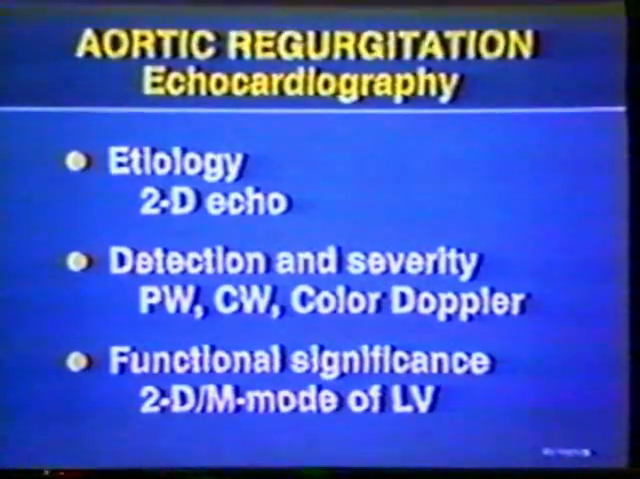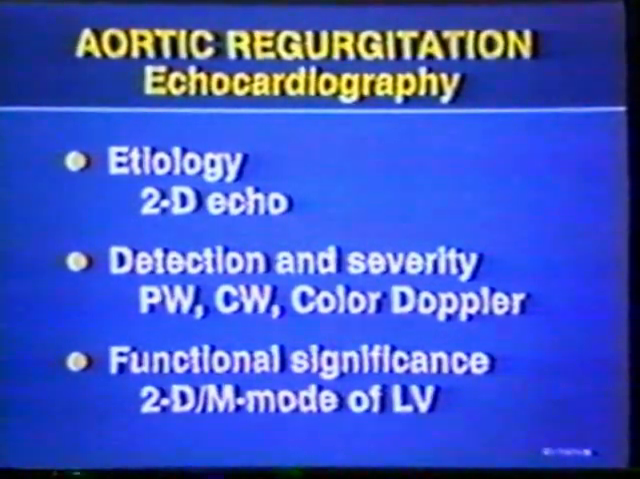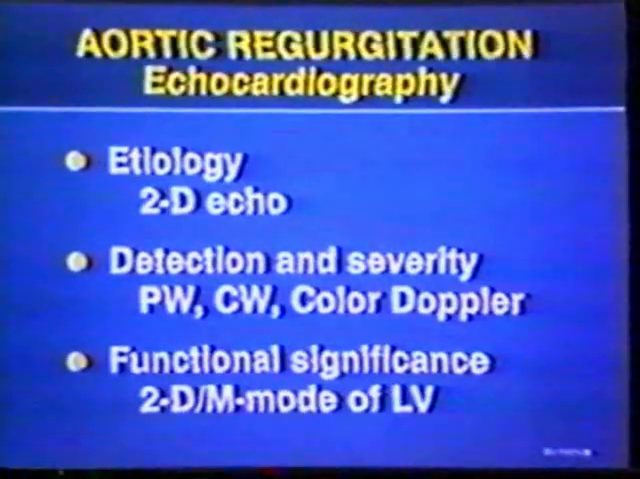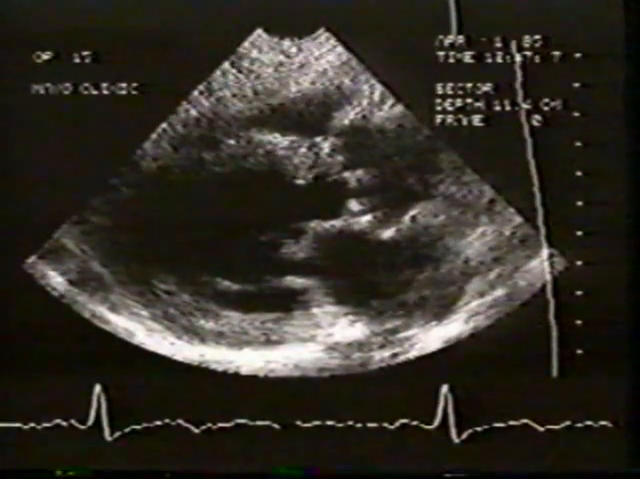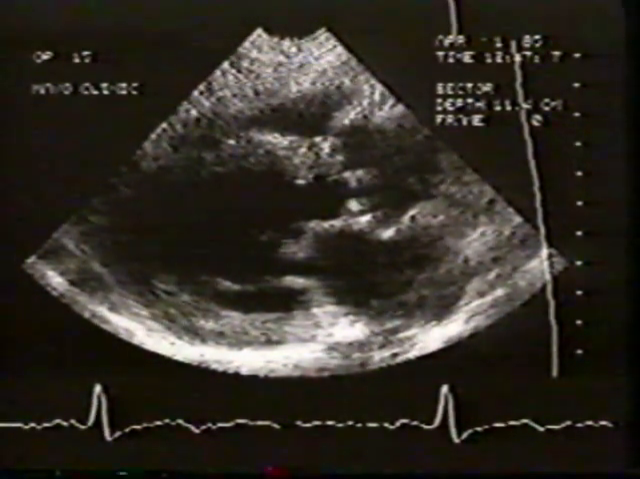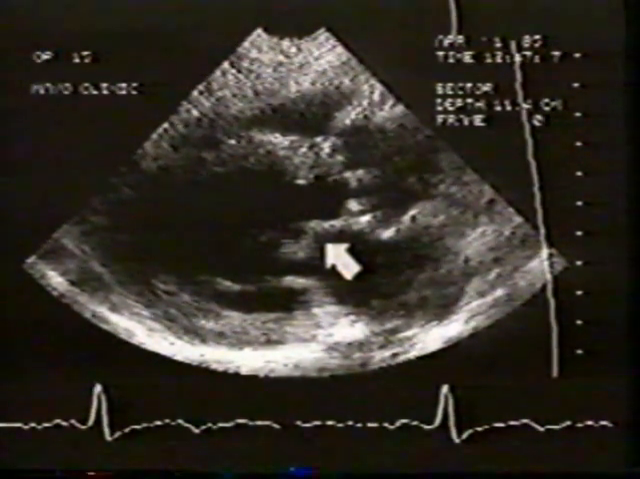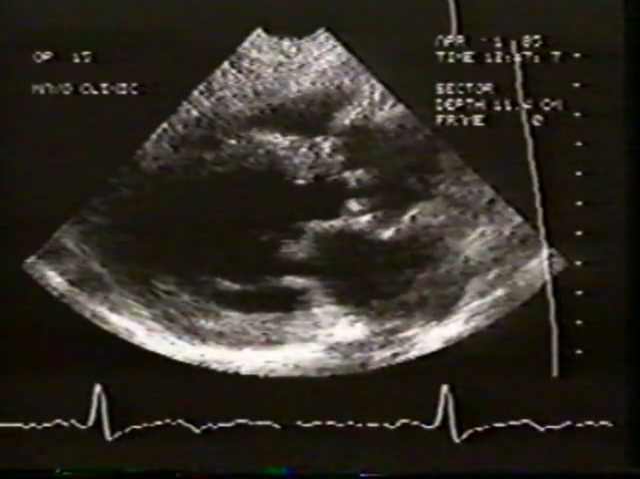We will begin with a discussion of detection of aortic regurgitation and then discuss the assessment of hemodynamic severity. The various etiologies of aortic regurgitation will be demonstrated throughout this discussion. This patient has rheumatic mitral and aortic valve disease. Note the hockey stick appearance of the anterior mitral leaflet. Both the mitral and aortic valves are thickened.